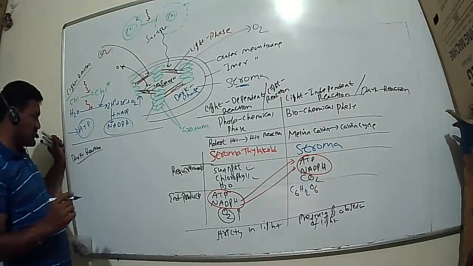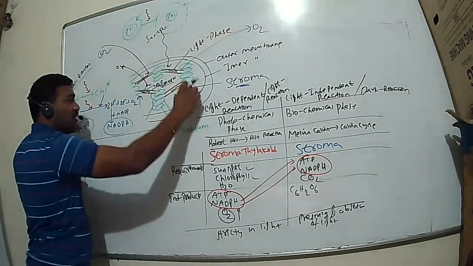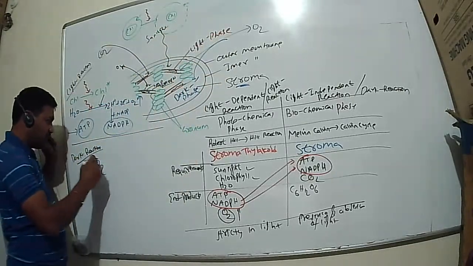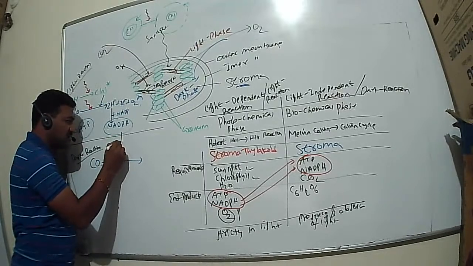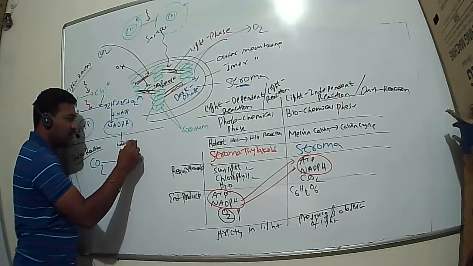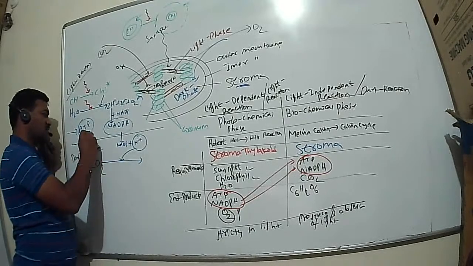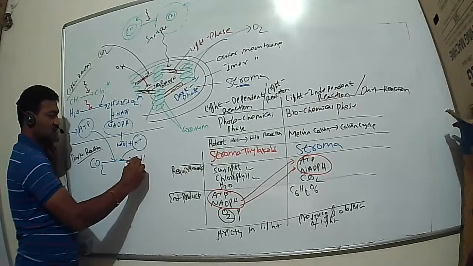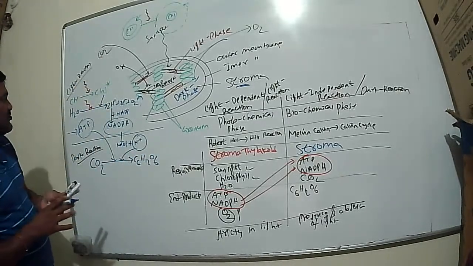Now what happens in dark phase? The carbon dioxide molecule will come into the stroma. After coming into the stroma, this NADPH will break into NADP plus hydrogens. These hydrogens are accepted by this carbon dioxide, and also in the presence of this ATP, you will get glucose, C6H12O6. This is the flow chart.